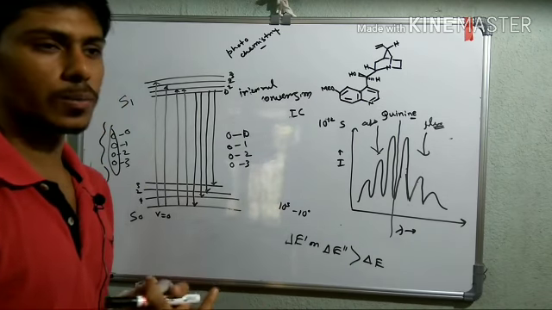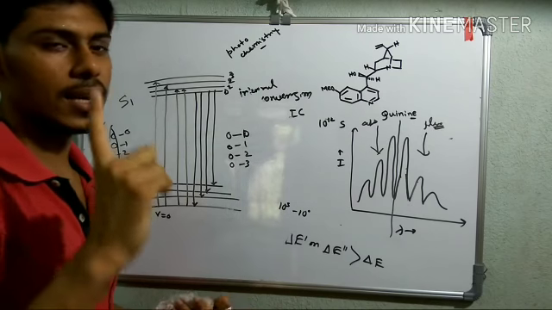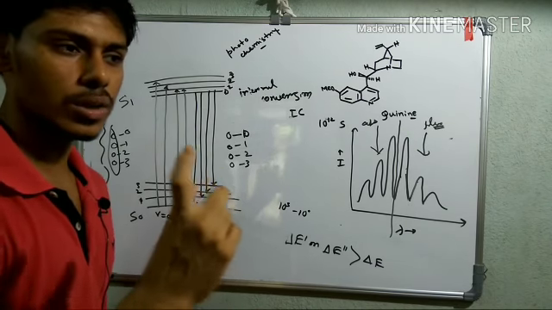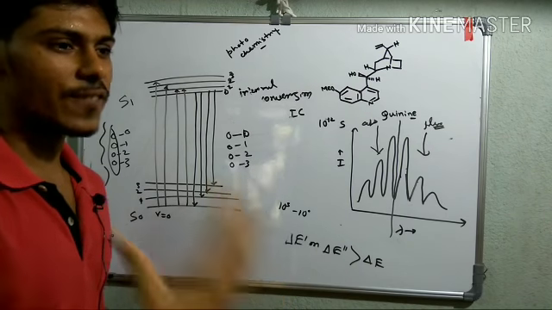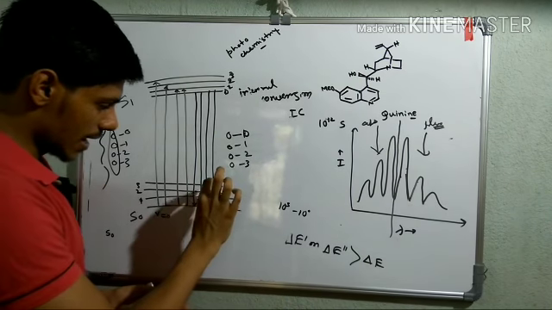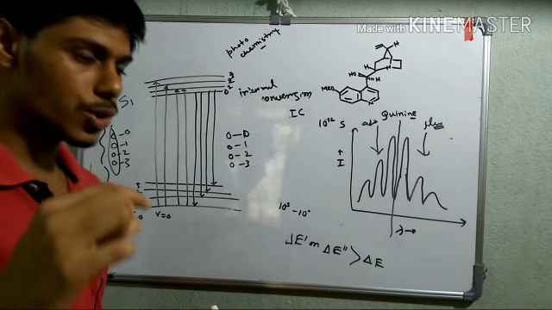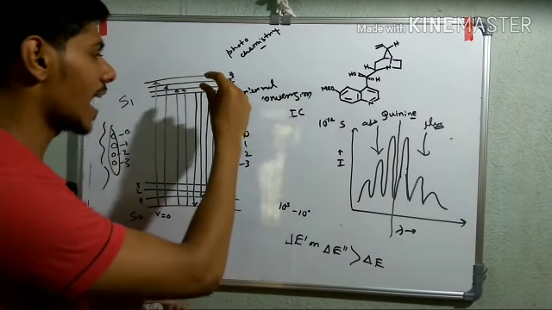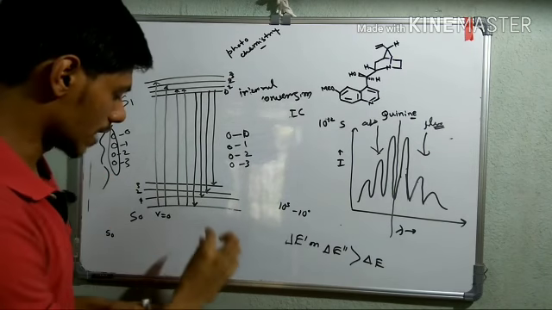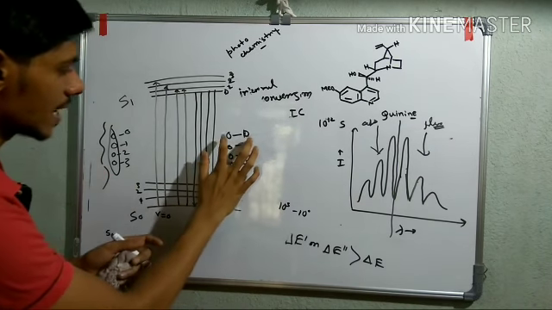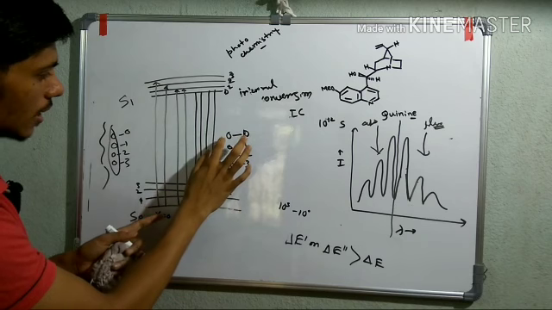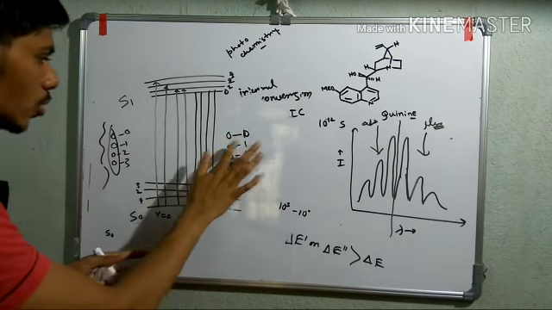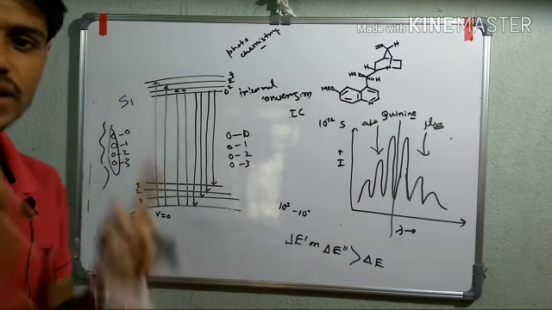So due to the Franck-Condon principle, which says that during electronic transition no change in nuclear coordinate occurs, the effect will be that the energy difference between any two vibrational levels in the ground state will be the same as that of the excited state. That means the 0 to 0 energies here and here will be different. For 0 to 1 and this 0 to 1, their energies will also be different.